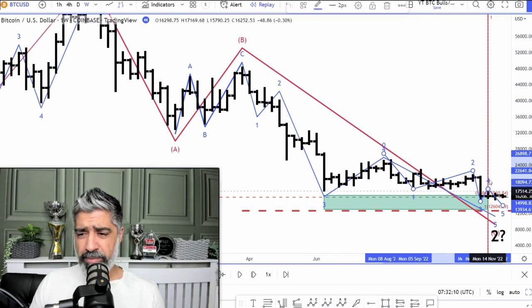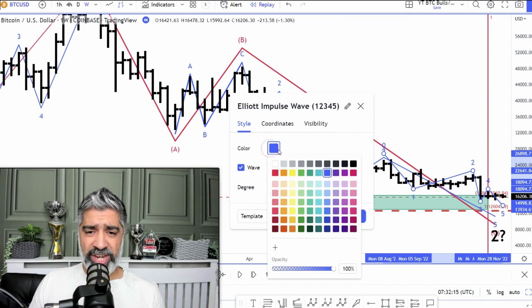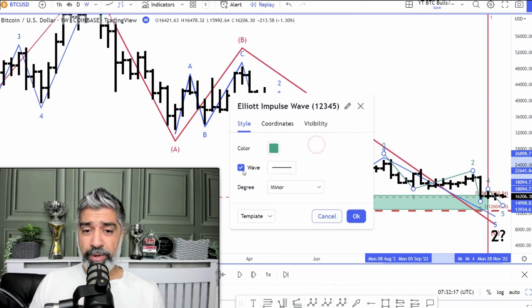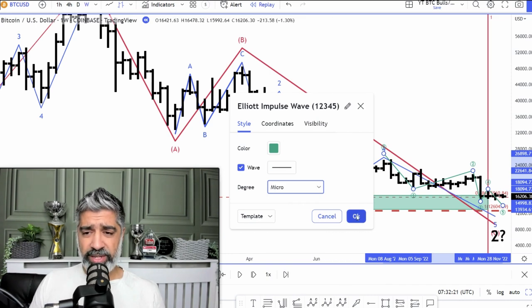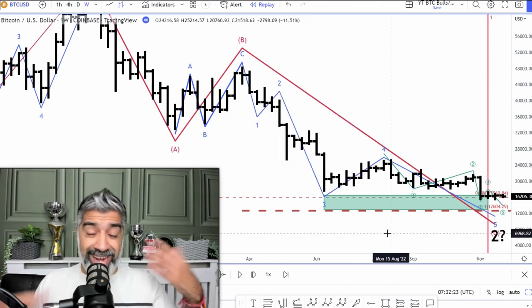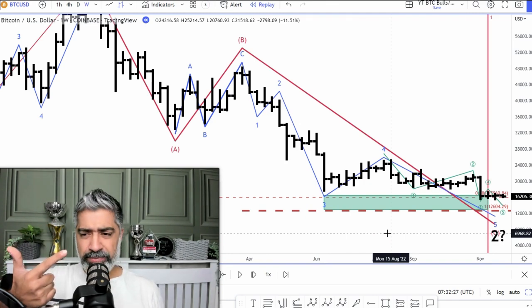Right, the nuance is a bit clearer on the daily chart. I'm just going to change the color because now we've got 3 degrees of wave count. I'm going to change it to a micro so you can see it denoted differently. And now it's telling us information. There we go. We've got price, we've got pattern, we've got momentum.